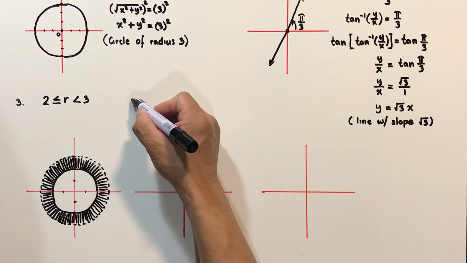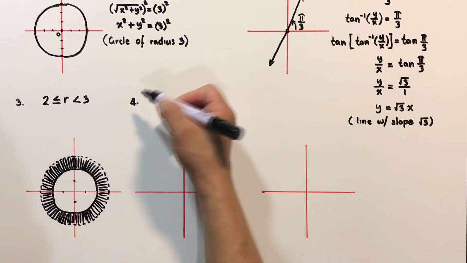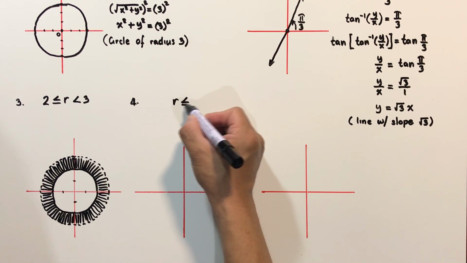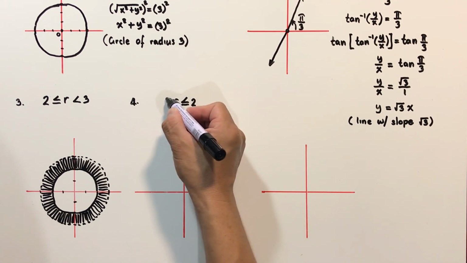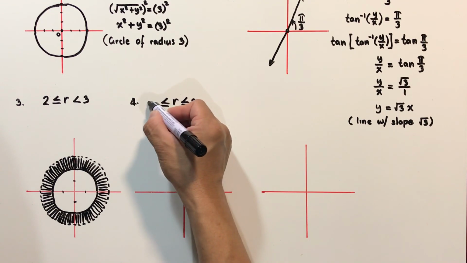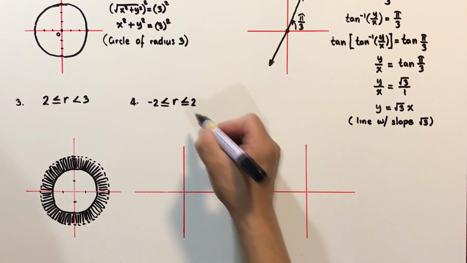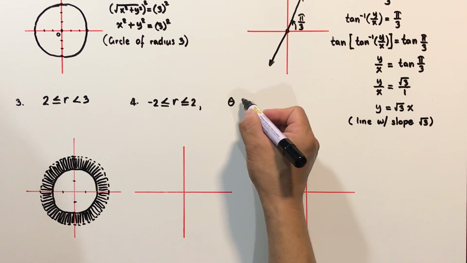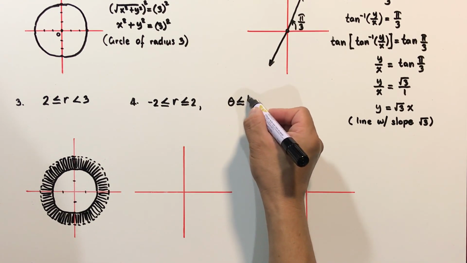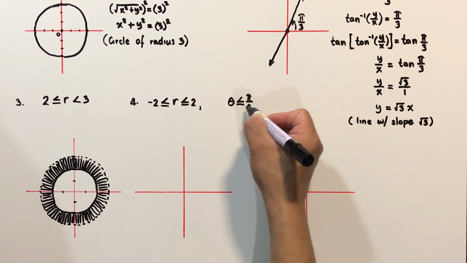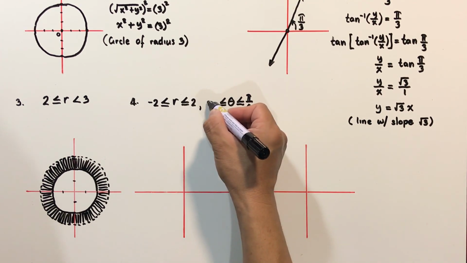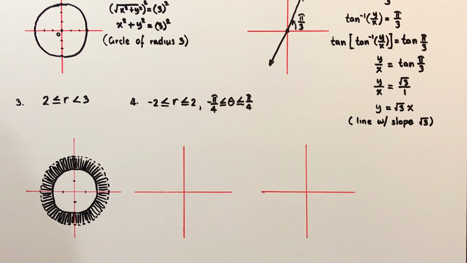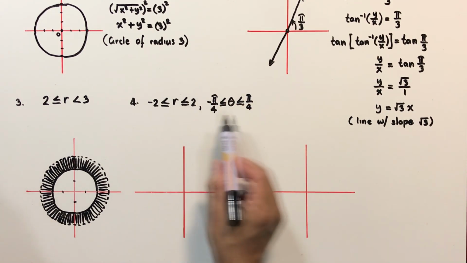So what if I will have here this one, our r, the radius is less than or equal to 2 but greater than or equal to negative 2. But our angle here, theta, is less than or equal to pi over 4 but greater than or equal to negative pi over 4. So what is the graph of this one?